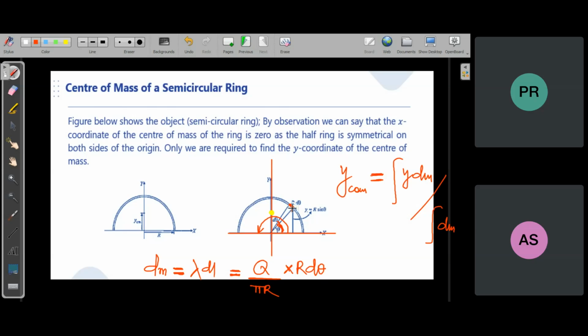What is y here? y is the y coordinate of the element, which you can write as r sine theta, right? In this triangle you can see clearly r is the radius. This angle here is theta. So this will be r sine theta. Is it clear? After that, integration is there. You just need to integrate. You'll get it. If you have any doubt, you can ask here.